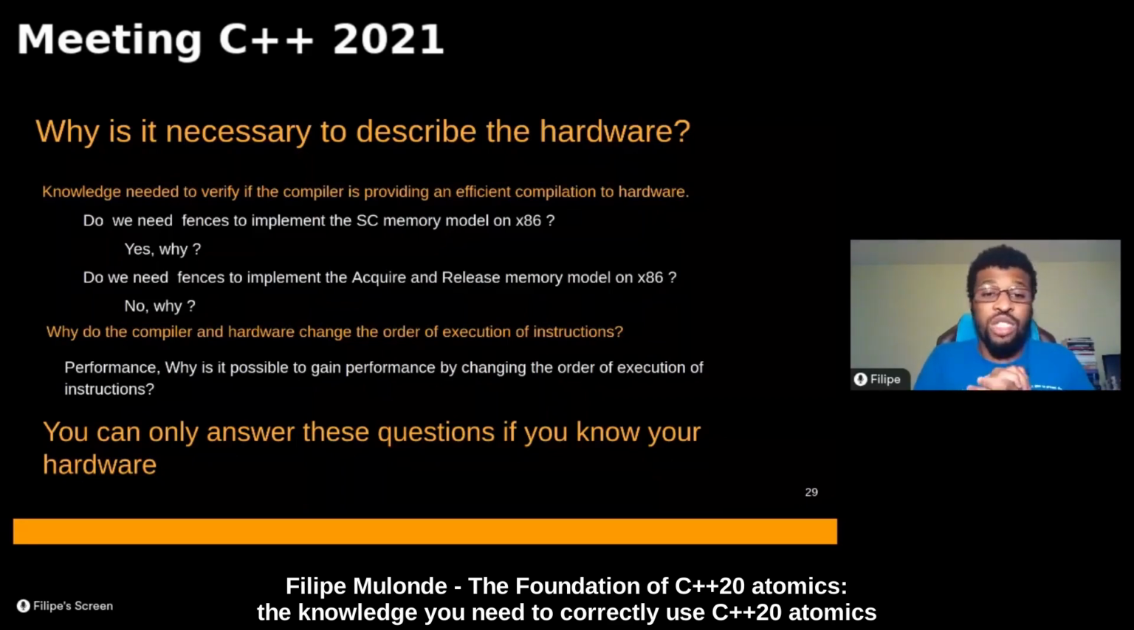Do we need fences to implement the sequentially consistent memory model on the x86 architecture? The answer is yes, but why? Do we need fences to implement the acquire and release memory model on x86? The answer is no, but why? Why do the compiler and hardware change the order of execution of instructions? The answer is performance. But why is it possible to gain performance by reordering instructions?